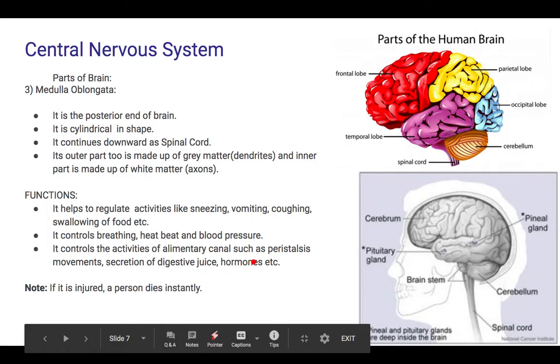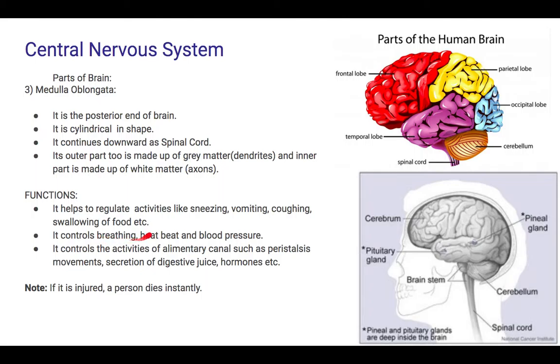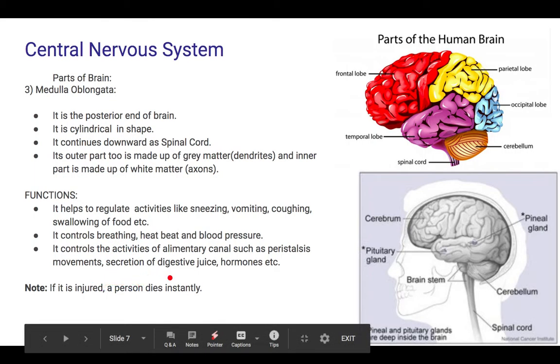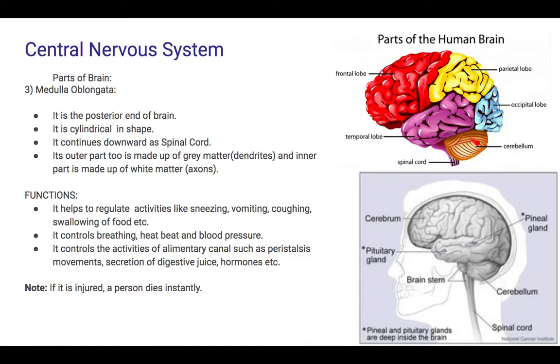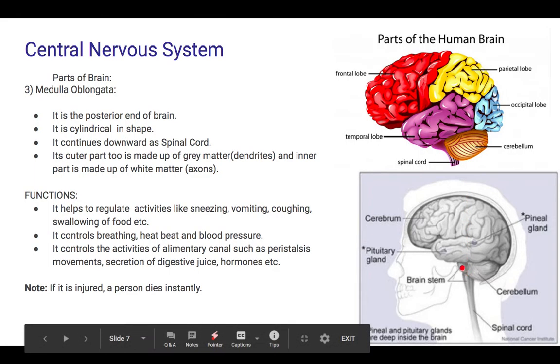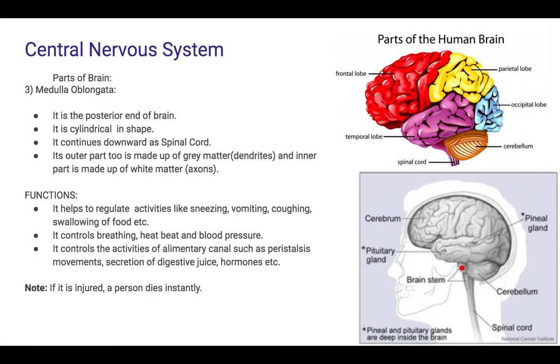So since it has got vital functions in our body, if medulla oblongata is injured, then the person dies instantly. That means if cerebrum is damaged, then person goes to coma. If cerebellum is damaged, then person loses balance of his body, means that person will be disabled. But if the medulla oblongata is damaged, then person dies instantly. That means it is very, very vital.